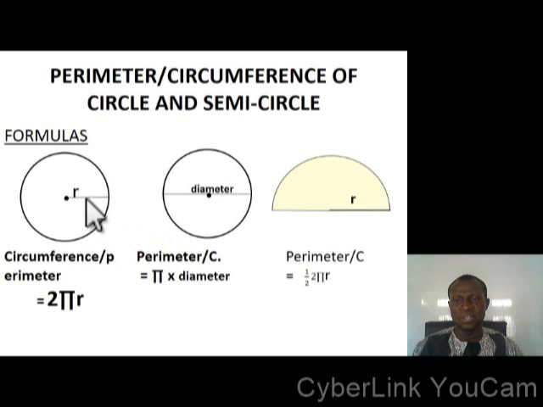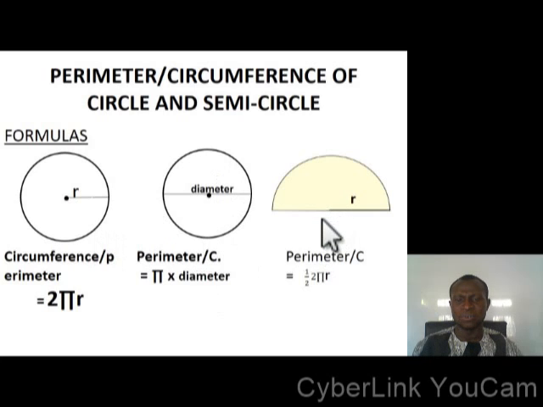So when you are given radius, you use 2 pi r. When you are given diameter, you make use of what? Pi times diameter. One may ask, what if I change this diameter to radius? Can I still make use of this one? Yes, perfect. You can make use of it. All right, then we move to the next one.